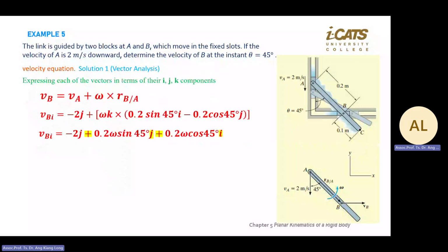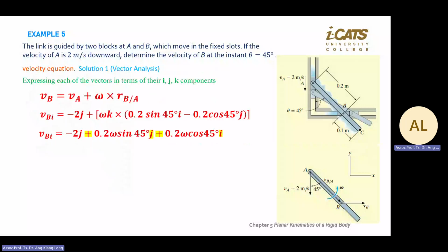And then you start to do cross products. This one you need to go back to the vector appendix. I, J, K. I cross J, you get K. J cross K, you get I, and K cross I, you get J.